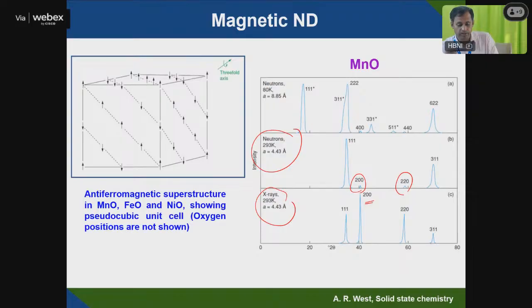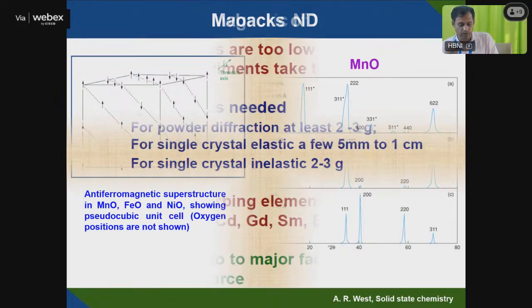But if you go to very low temperature, you will see some additional peaks because of the phase change, the antiferromagnetic ordering occurring at low temperature. So you will be able to see some additional antiferromagnetic peaks, and that information. This type of ferromagnetic and antiferromagnetic information you get in MnO type structures.